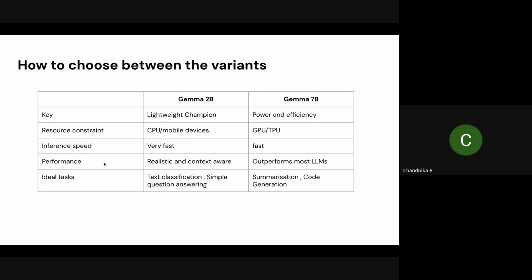The ideal tasks suitable for Gemma 2B would be text classification and question answering. For these levels of complexity, 2B will be much more suitable. When we come to much more complex tasks like code generation and summarizing a very big paragraph, Gemma 7B would be more suitable. So depending upon our requirement, we'll have to choose between the variants.